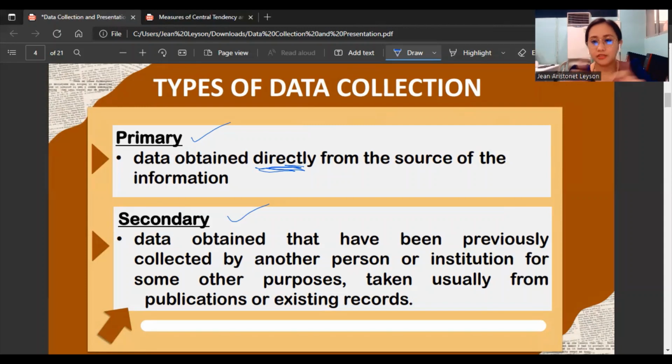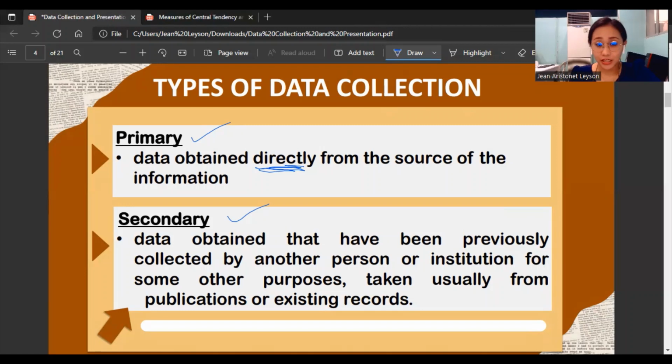A questionnaire is like a test. It is in written or printed form. So you can ask someone to answer that questionnaire. So that's also primary data, as long as you're able to collect the information from the source. So that is primary. Next is secondary.